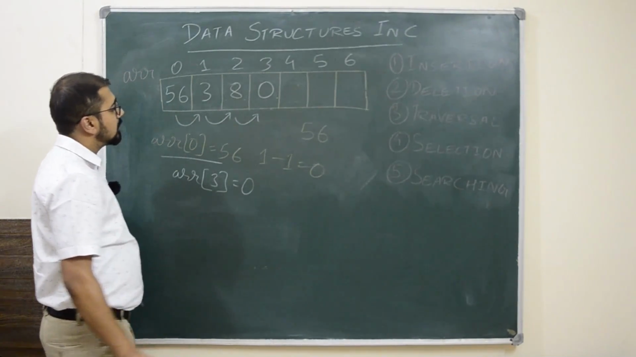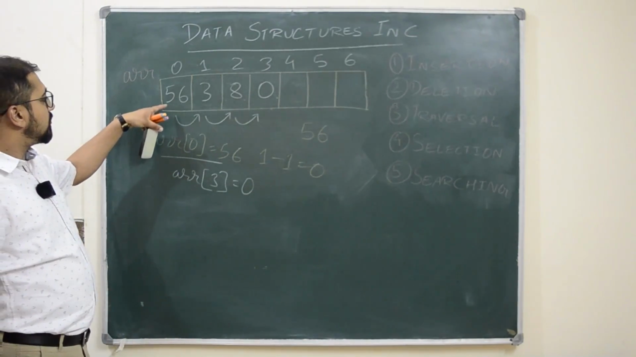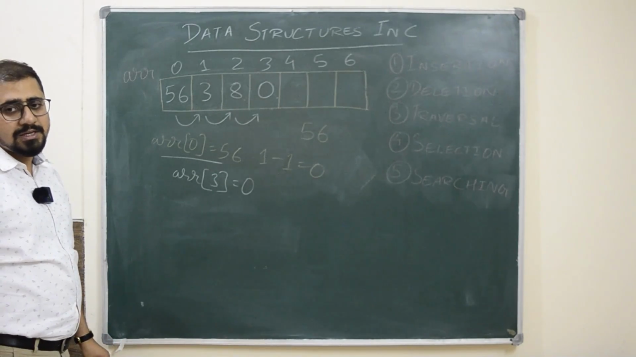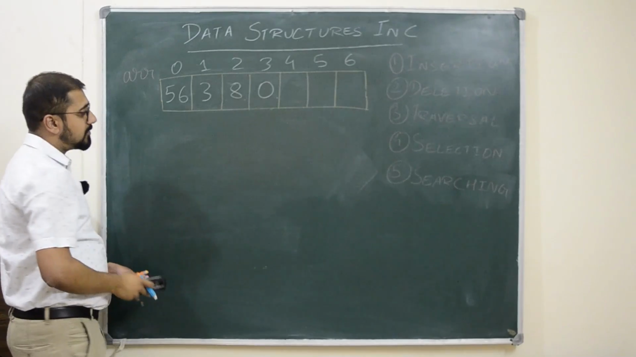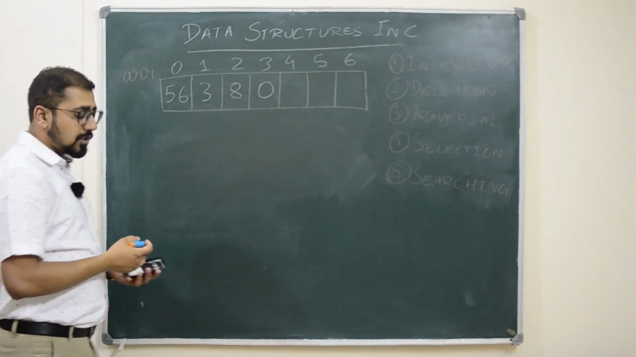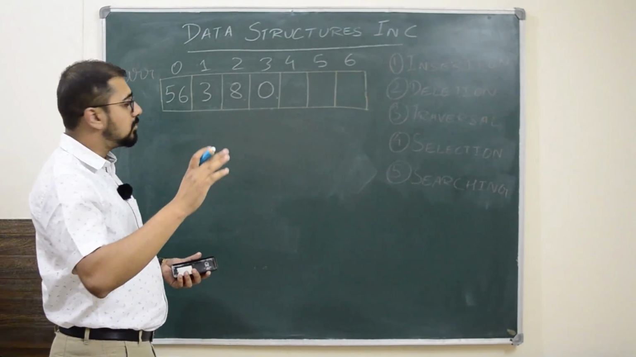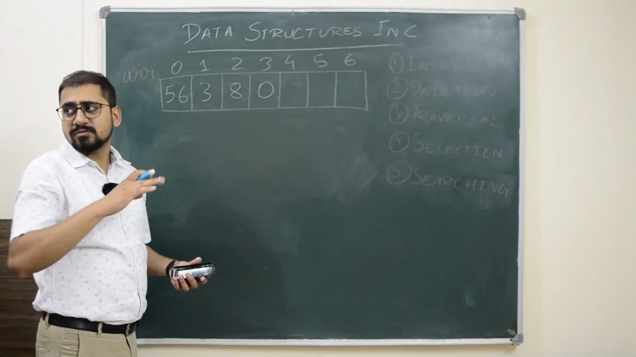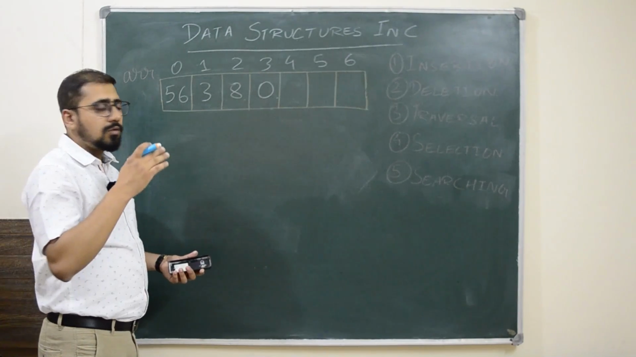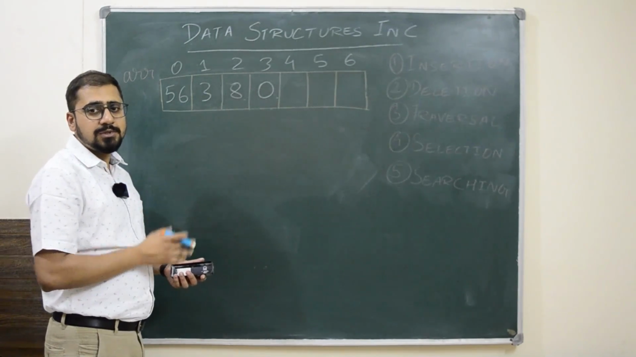But what if the value 56, the first one, has to be deleted? So what has to be done here right now? If it is the first number, then again we have to start shifting all the values towards the left. While inserting, we have to shift towards the right. While deleting, we have to shift all the elements towards the left.